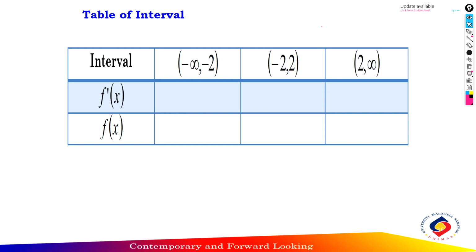Okay, so you draw the table. First row, you put the interval of the function, the second row, the first derivative, f prime of x, and the third row, whether the function increases or decreases. Okay, first the interval of the cubic function. So the value of x equals plus or minus 2.